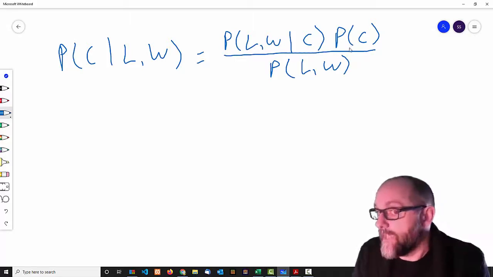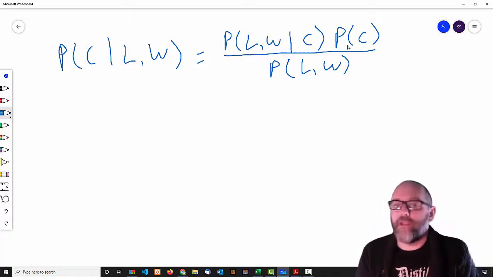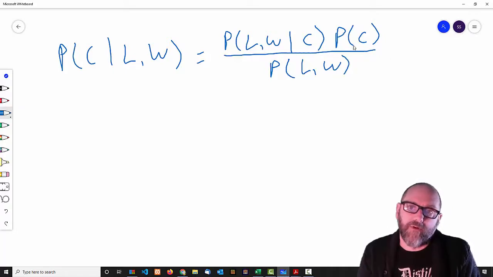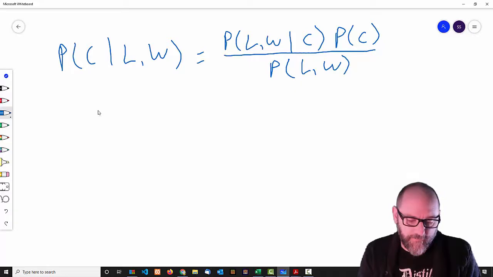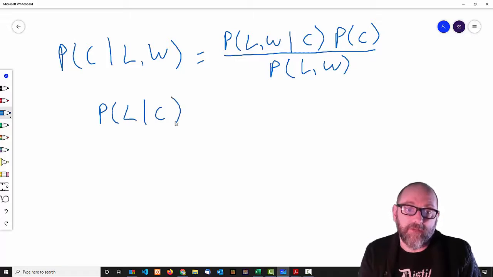The probability of it being a cat is easy to estimate. We just look at our data and say, okay, 10% of them were cats, so the probability of getting a cat is 0.1. That's the estimate there. And here we're estimating the prior probability of length and weight. I've just shown you that we can do it for a single feature. Using the assumption of a Gaussian distribution, we can get the probability of that length given it was a cat, and the probability of that width given it was a cat.